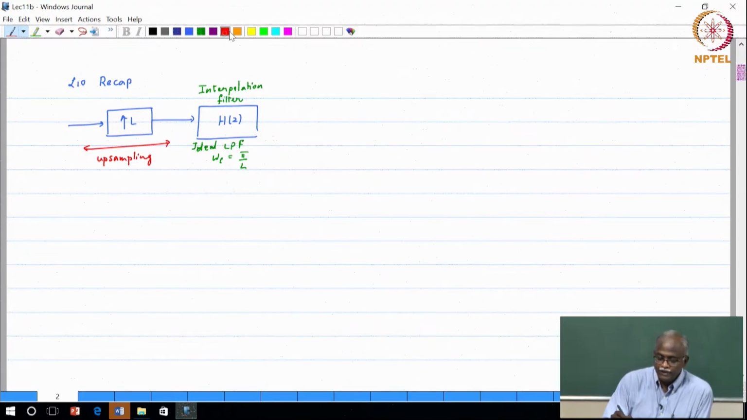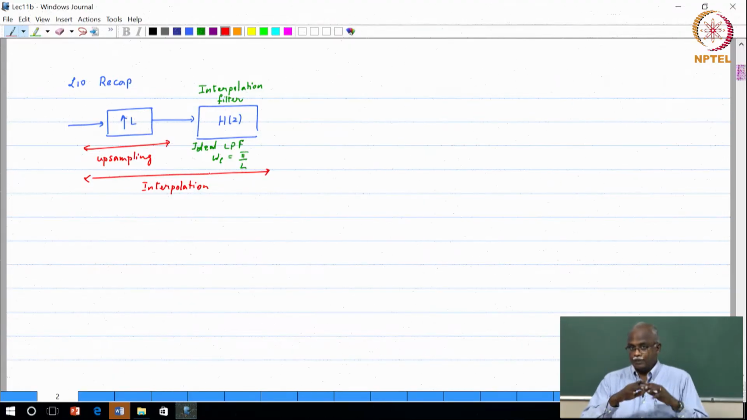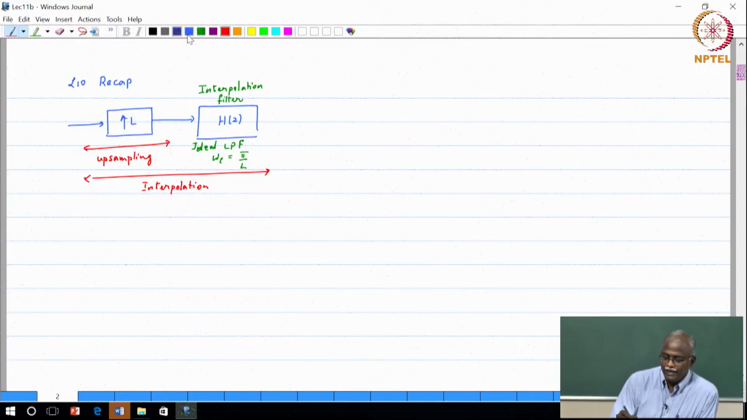So, the combination of these two operations is the interpolation operation. Interpolation for us is not a single step: it is the insertion of zeros, replication of spectrum, then filtering to remove the additional copies of the spectrum. So, this is one element that we have studied: upsampling followed by filtering.